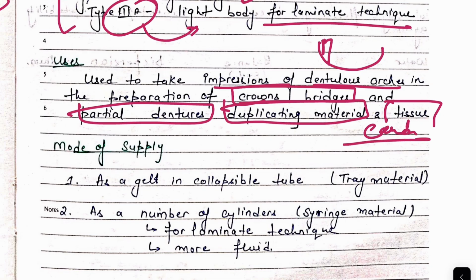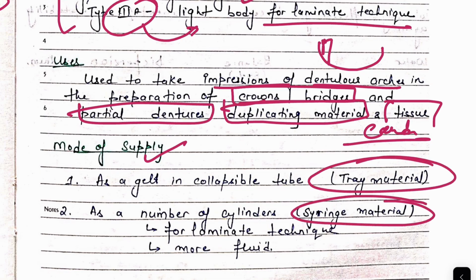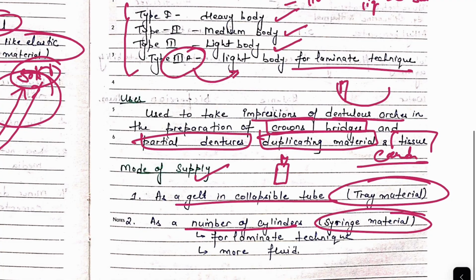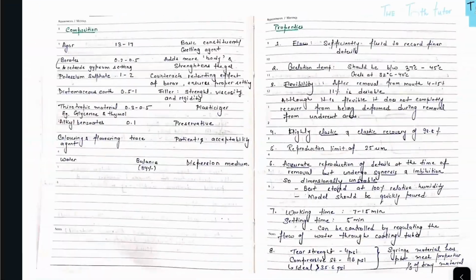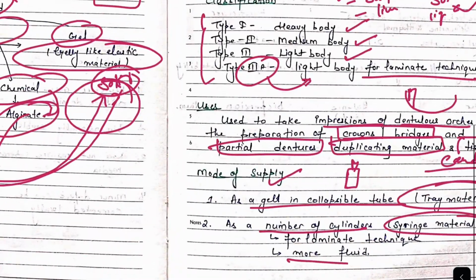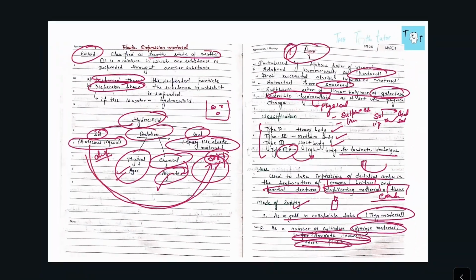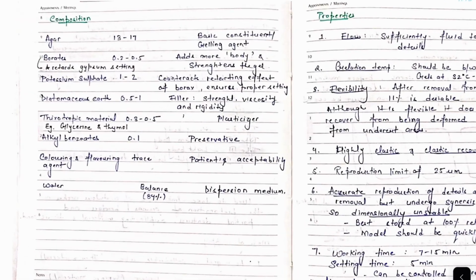Now talking about the mode of supply. It comes in two formats. We have a tray material and we have a syringe material. The tray material comes as a gel in a tube basically, and the syringe material comes in various small cylinders, so various small syringes. Also, the syringe material is more fluid. So it is used for the laminate technique and it is more fluid, and I'll show you why when we talk about the laminate technique.